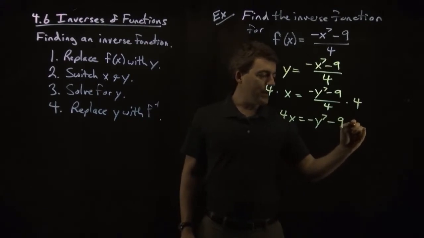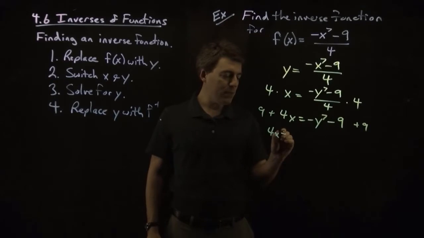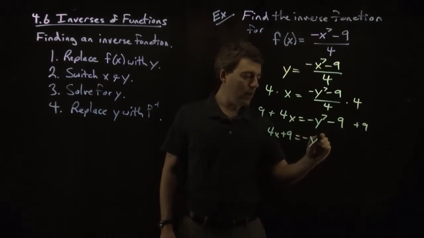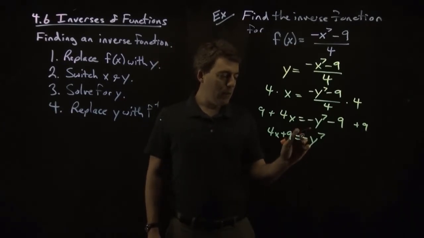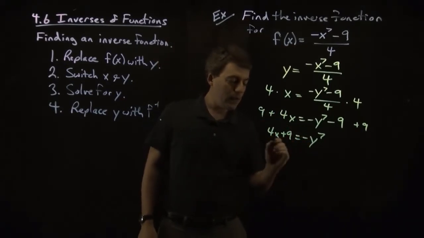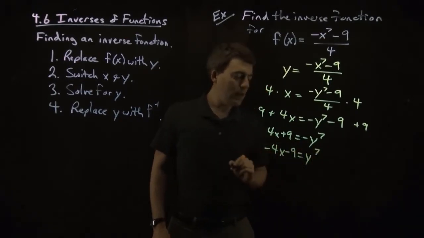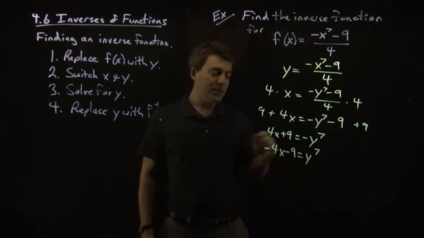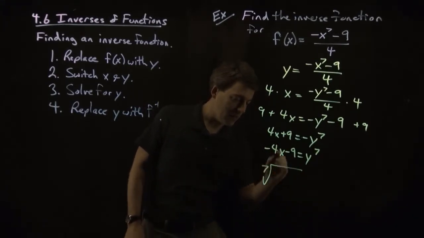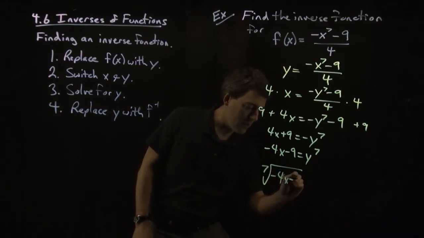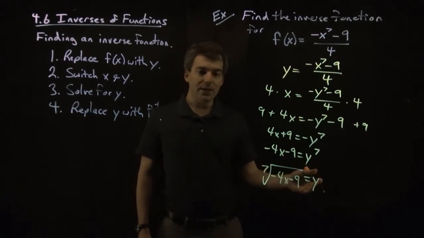Now we can add 9 to both sides. That gives us 4x plus 9 equals negative y to the 7th. We can multiply both sides by negative 1. So we have negative 4x minus 9 equals y to the 7th. And then to get y by itself, we'll just take the 7th root of both sides. So 7th root of negative 4x minus 9 equals y. And now we have y by itself.